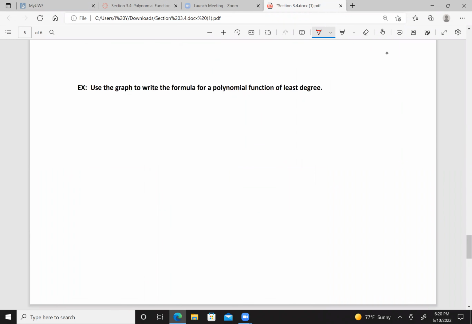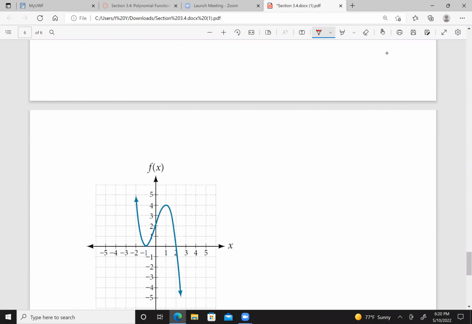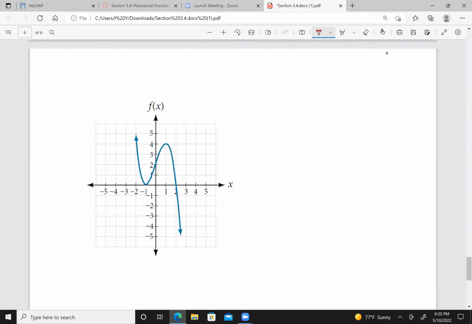Okay, now we're going to use the graph, if I can find the graph. Okay. So here we have zeros at x equals -1, x equals 2. This is a touch, this is a cross. And I have a y-intercept.